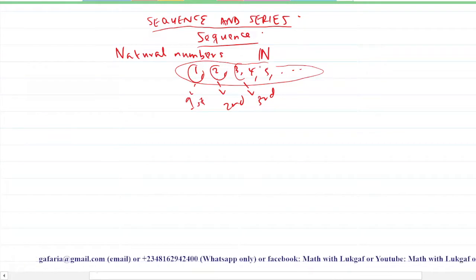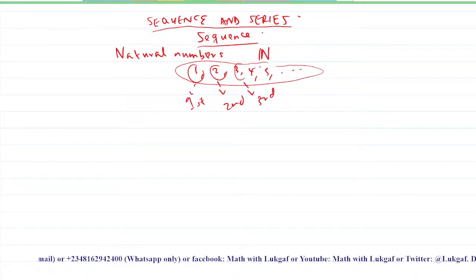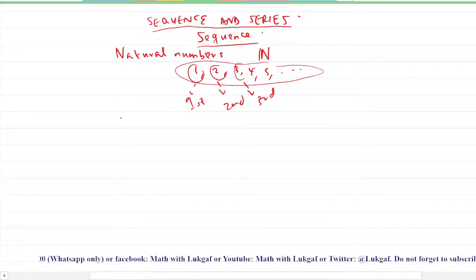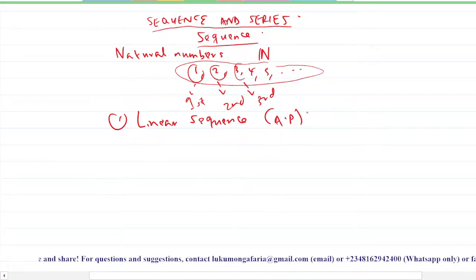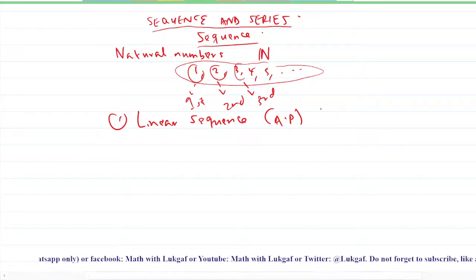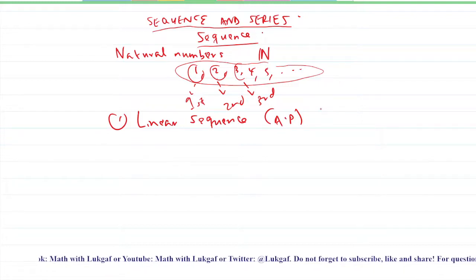There are different types of sequence, but the commonest one in mathematics, number one, is what we call a linear sequence, which is also known as arithmetic progression, or AP. I'm going to cover that in the subsequent video. When we say it's a linear sequence, such a sequence is obtained when the consecutive terms increase or decrease by adding or subtracting a constant number.